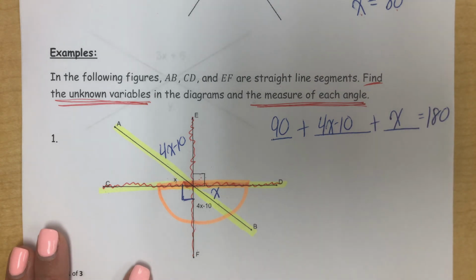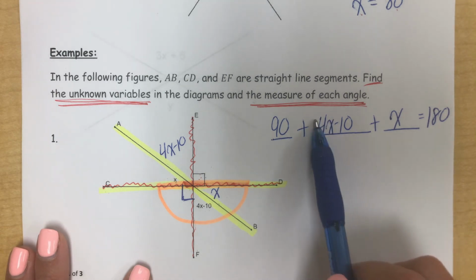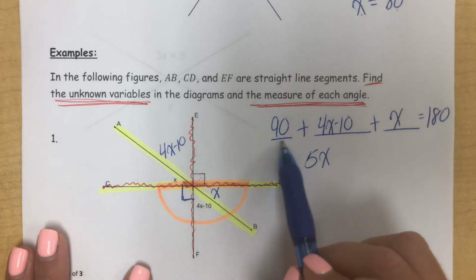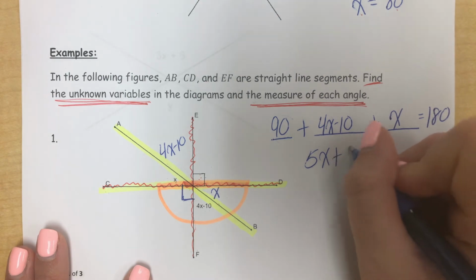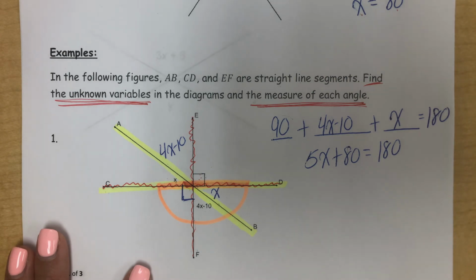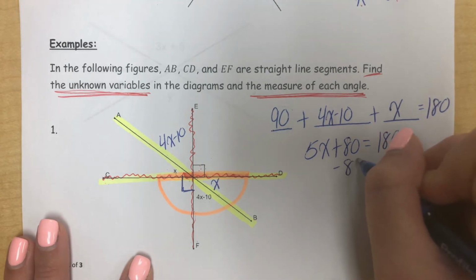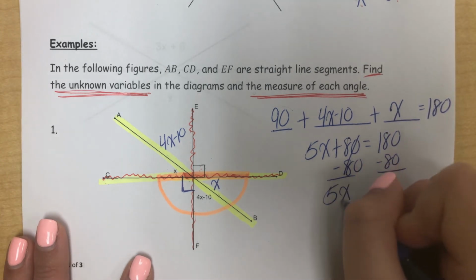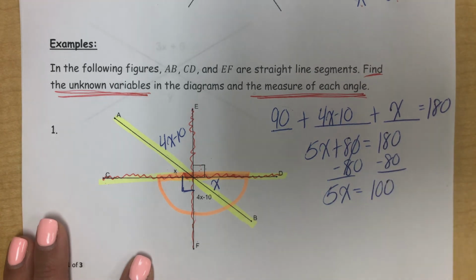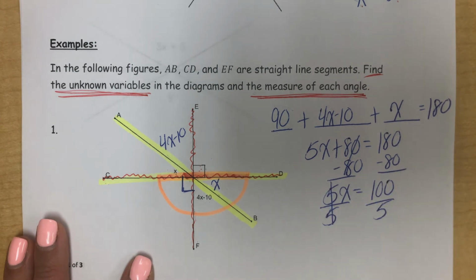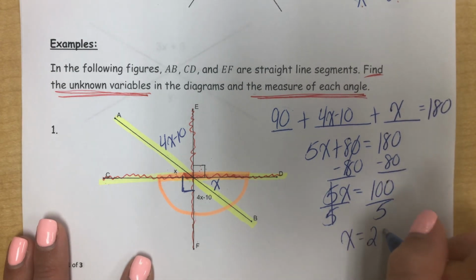All right, and now I'm going to start combining some like terms. Just like up top, I know that 4x plus x is going to give me 5x. I know that 90 minus 10 is 80. And that should equal 180 degrees altogether. And then again, I'm just going to follow the same steps. I'm going to combine my like terms on both sides. So I'm going to subtract 80, and now I'm left with 5x equaling 100. And then last but not least, to get rid of that 5, I have to divide it out, again on both sides. x equals 20, and I'm done.